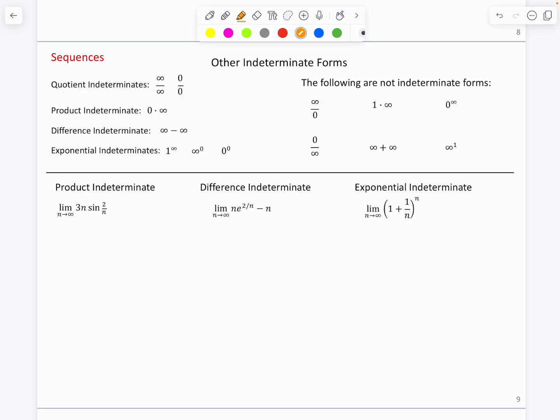A difference indeterminate has the structure infinity minus infinity. Will the infinities cancel each other perfectly and get 0, or will one infinity sort of outweigh the other infinity?